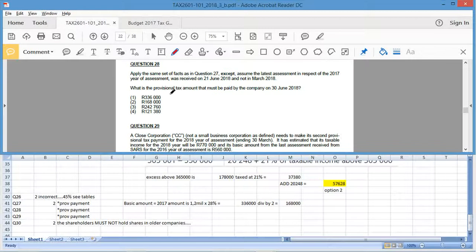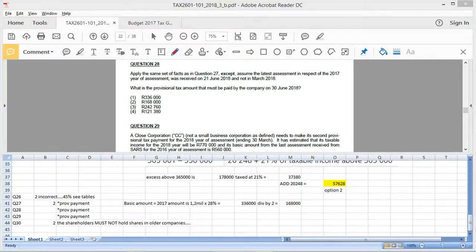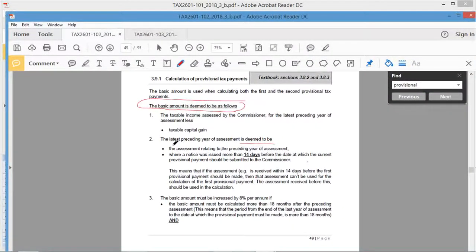Question 28. Apply the same set of facts as in question 27, except assume the latest assessment in respect of the 2017 year of assessment was received on 21 June and not March 2018, and it must be paid on the 30th of June. Okay, so when you see that, that basically talks about the basic amount in terms of the 14-day rule here. So they said the latest preceding year of assessment deemed to be, okay, where notice was issued more than 14 days. Right, if it wasn't issued more than 14 days, this means that if the assessment was received 14 days before the first provisional payment should be made, then the assessment can't be used for the calculation of the first provisional payment.